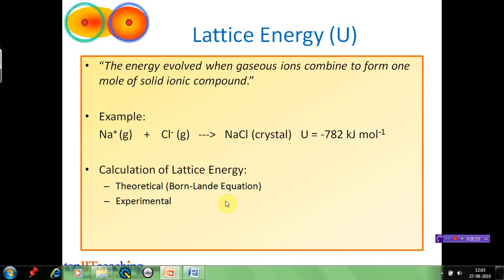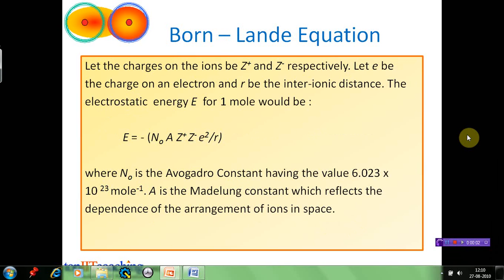There are two ways of calculating lattice energy of a given crystal. The first method is the theoretical method, that is through Born-Landé equation, and the second method is the experimental method. Let's first discuss the theoretical method of calculating the lattice energy, that is through Born-Landé equation.